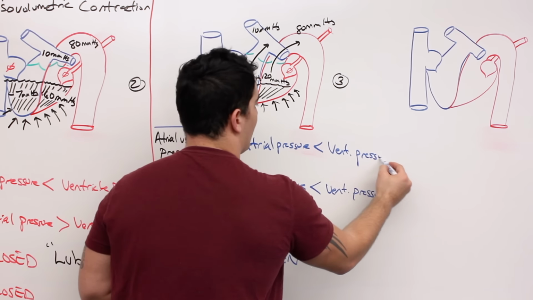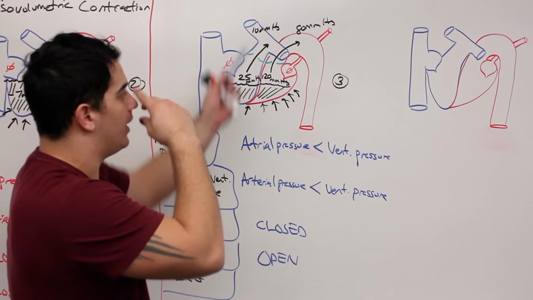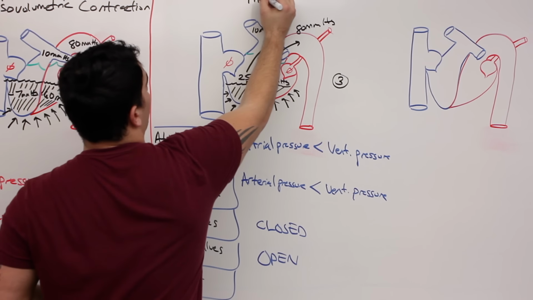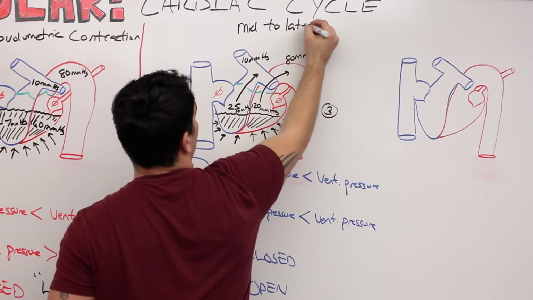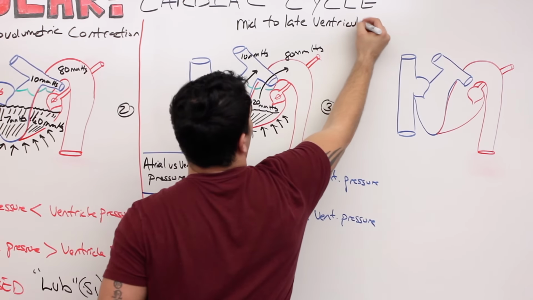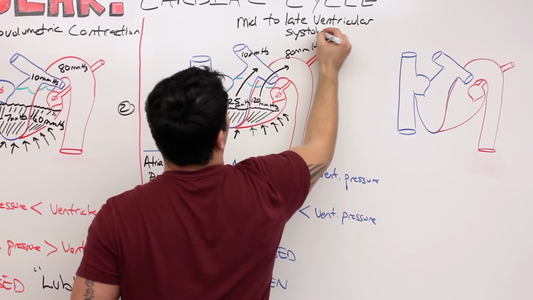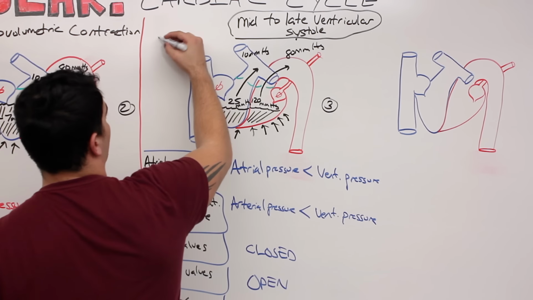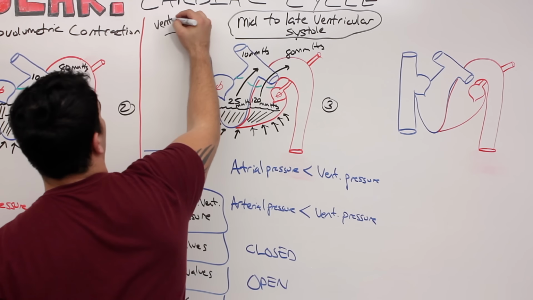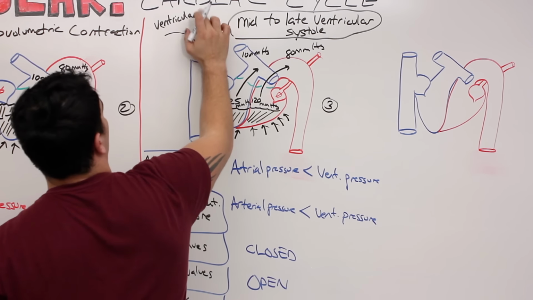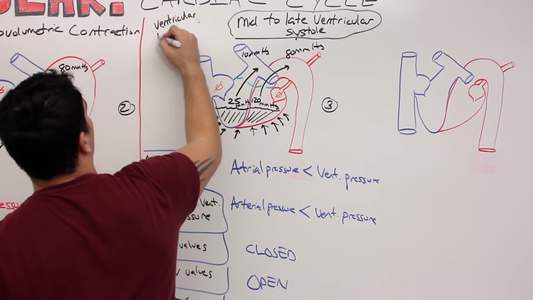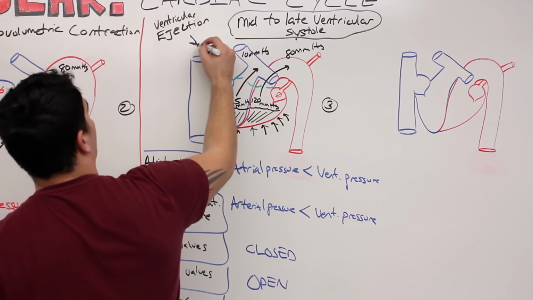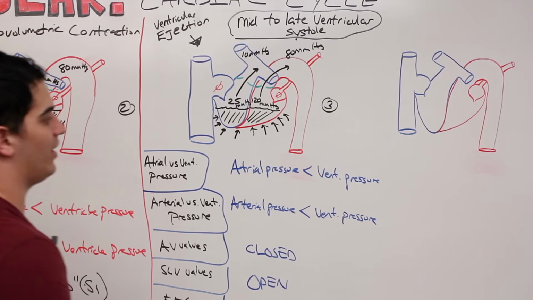So this phase, if you can kind of tell, it's all about blood being ejected out of the ventricle. There are two names for this phase. It's called mid to late ventricular systole, right? But another way that they describe it is this is just the phase in which there is actually ventricular ejection. So it's the ventricular ejection phase, or the mid to late ventricular systole phase, right?